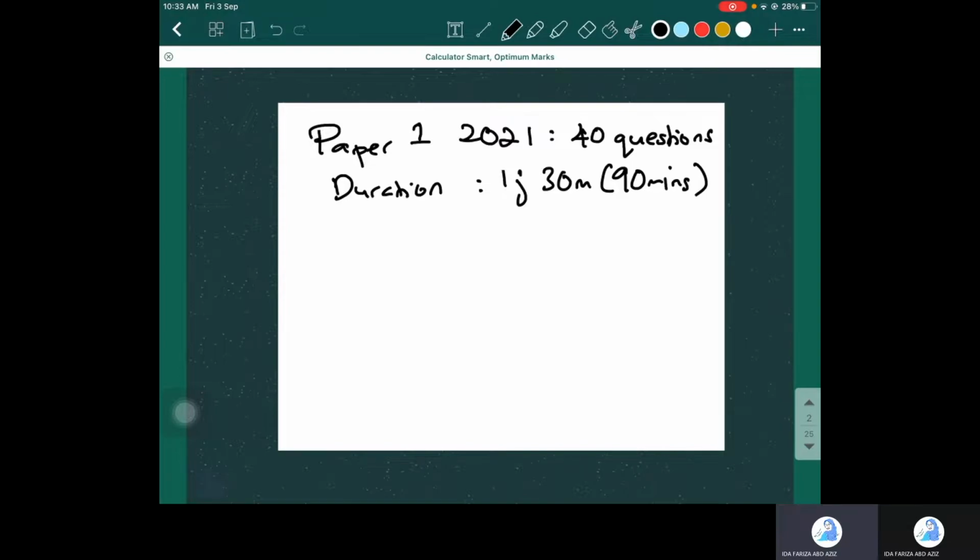Jadi, previously it was 1 hour 15 minutes for 40 questions, but for this coming year the number of questions is still 40, but the duration has been increased by 15 minutes. I believe the level of difficulty of the questions has been raised a little bit. That's why they decided to give you an extra 15 minutes compared to the previous year. So how to nail this Paper 1?